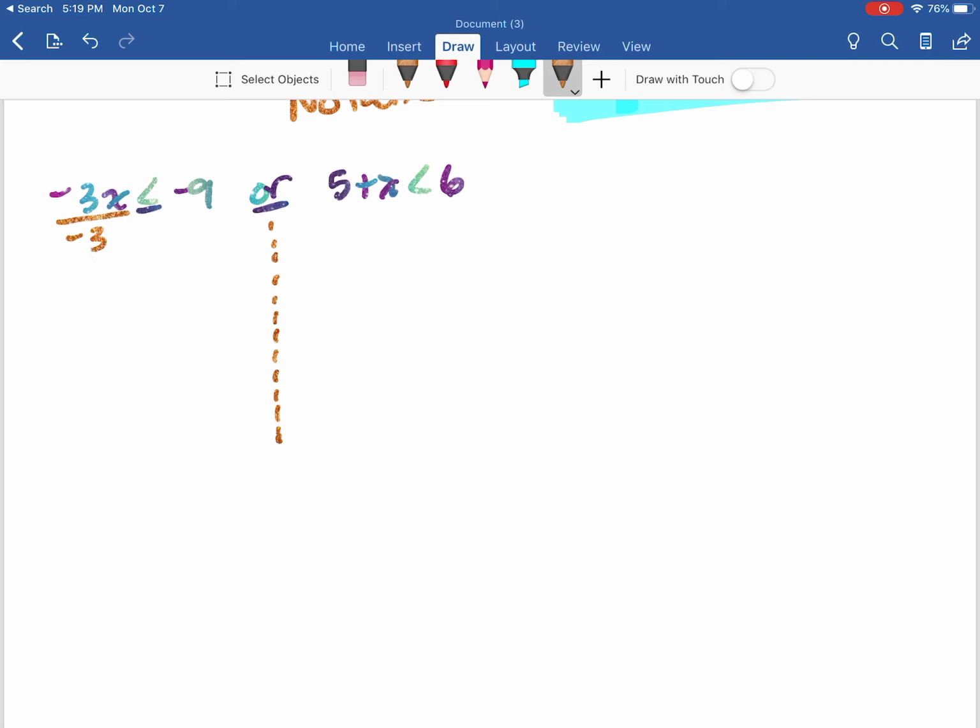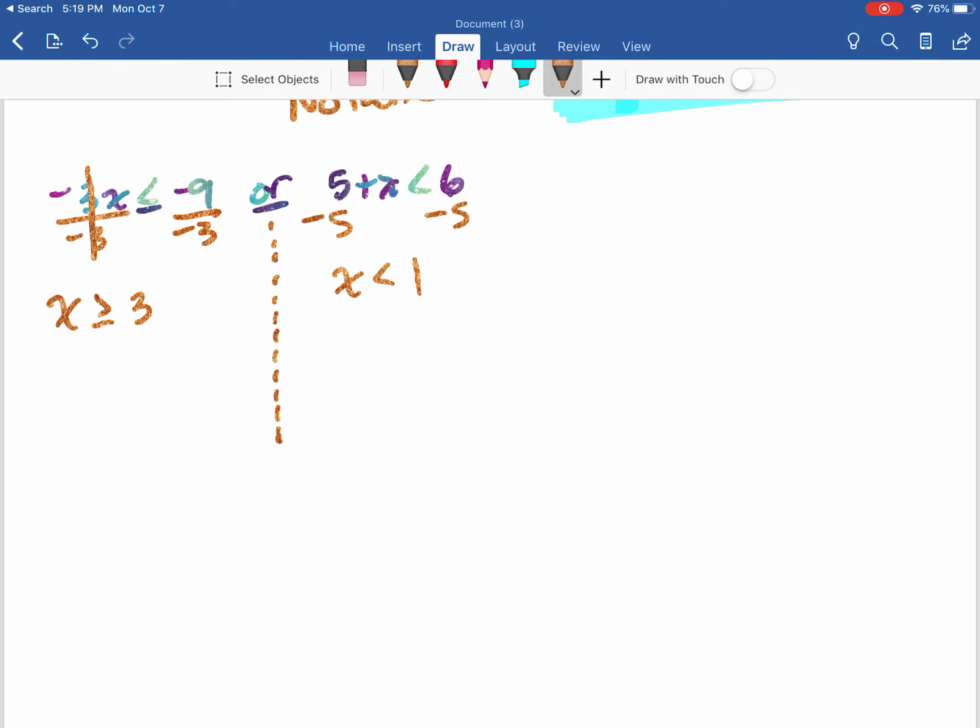So this, I'm going to divide by negative 3. When I divide by negative 3, that's going to give me x. Remember, switch the sign because I'm dividing by a negative number. And that will give me x is greater than or equal to positive 3. Then I'm going to subtract 5. That's going to give me x is less than 1. Note, my inequalities basically switched with each other.